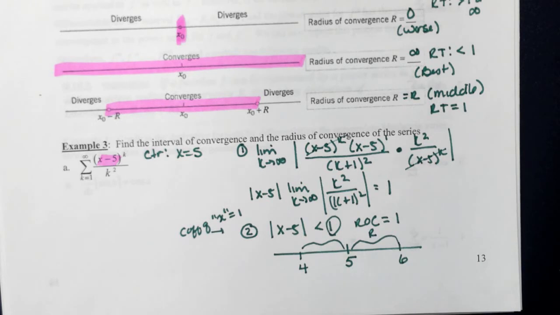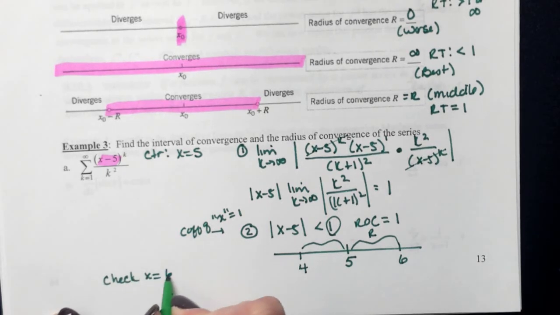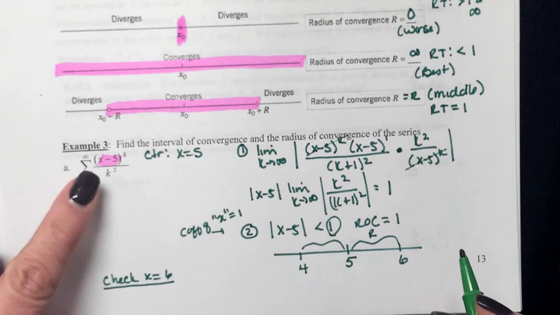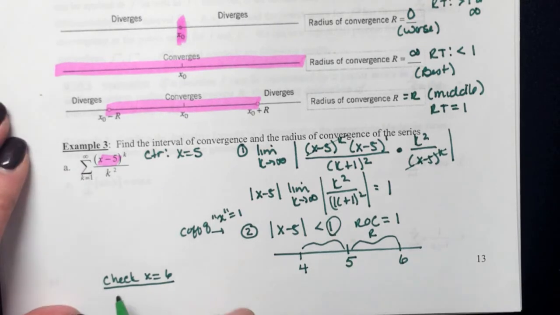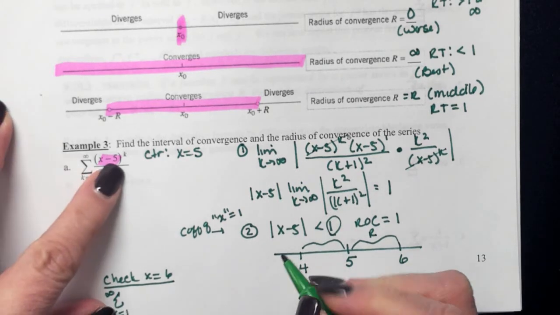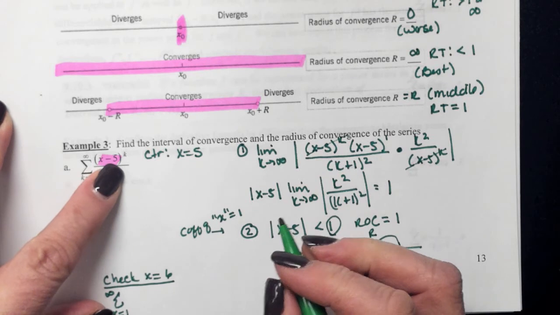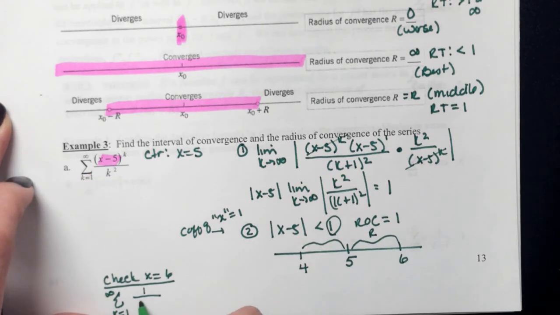So now the question is, what's happening at those endpoints 4 and 6? Let me go ahead and check x equals 6 first. I'm going to plug 6 back into this particular series for x. So I have the sum from k equals 1 to infinity. Well, 6 minus 5 is just going to give me 1, and 1 to the k is just 1, so I have 1 over k squared.